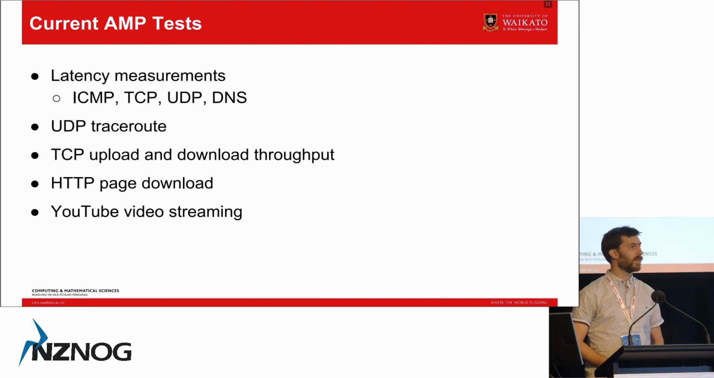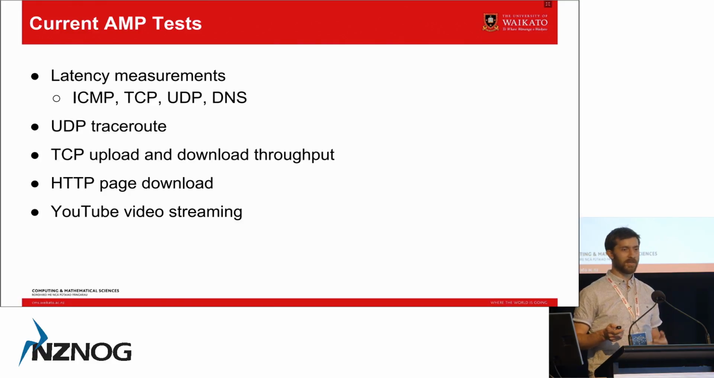So at the moment, AMP does a whole lot of normal tests. We have tests that you're quite familiar with. We do ICMP latency, we do TCP latency, we do DNS, UDP latency as well. We do trace routes, we do throughput tests, we do web page downloads. Just recently, we've added YouTube video streaming as well. So that's quite interesting there. We can test and see how much buffering we get, whether videos play properly.